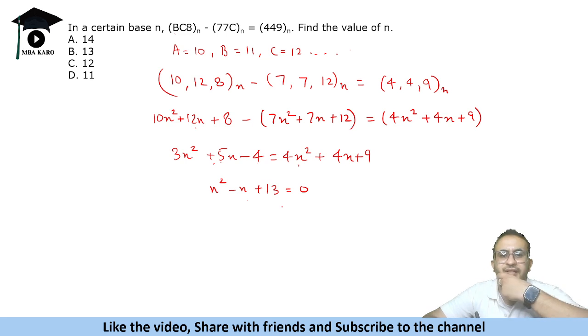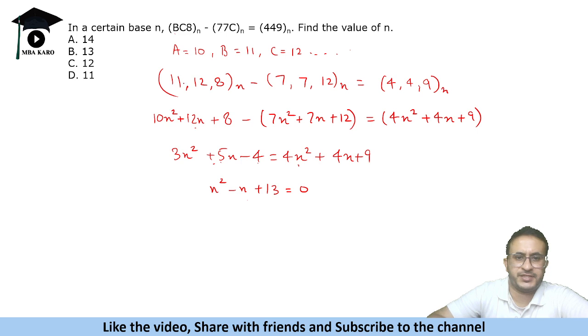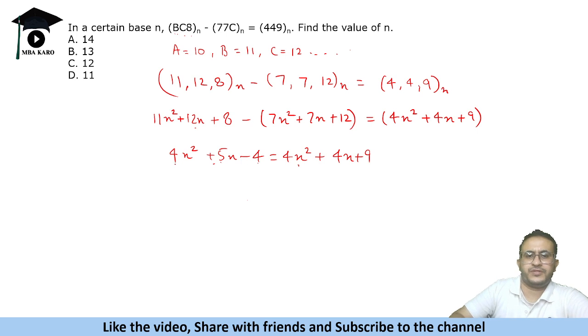Now, if we solve for n, B is, sorry, B is 11. We made a mistake here. It should be 11, 12, and 8, minus 7, 7, 12. So this is 11n square, minus 7n square, so this is 4n square. So this will cancel out thankfully, and n is equal to 13. So the answer is 13.